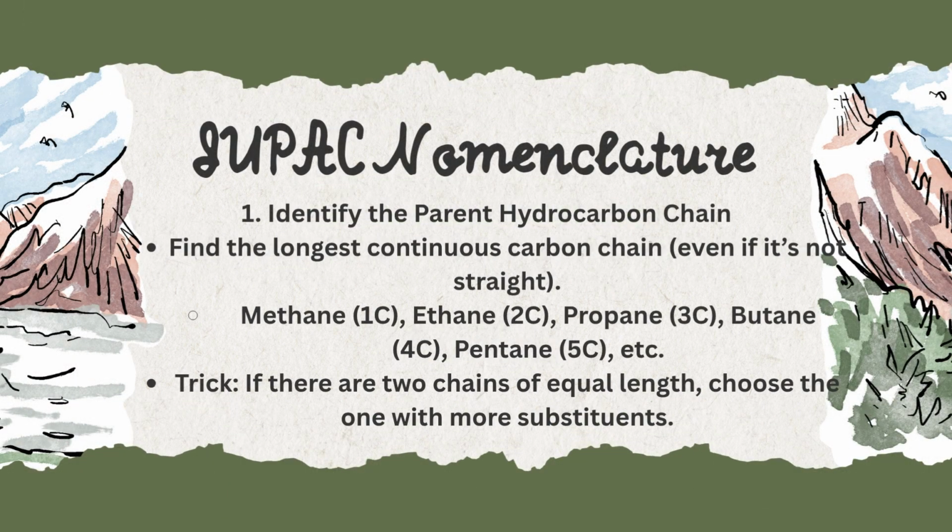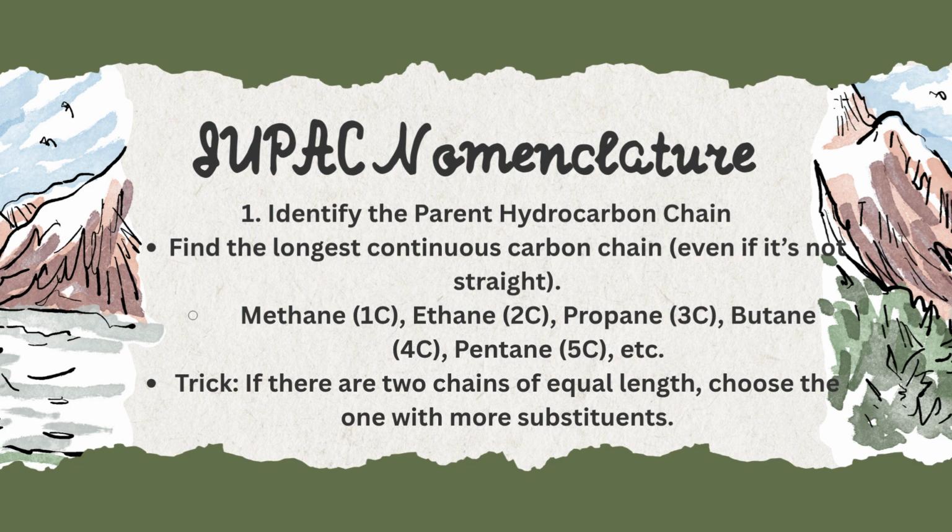The tip number 1 is to identify the parent hydrocarbon chain. The parent hydrocarbon chain will be the longest continuous carbon chain. So you have to look for the longest continuous carbon chain even if the given compound is not straight. And you have to give the name according to the number of carbons. If the number of carbon is 1, then it would be methane if the homologous series is alkane. If carbon number 2, then it would be ethane, and so on.